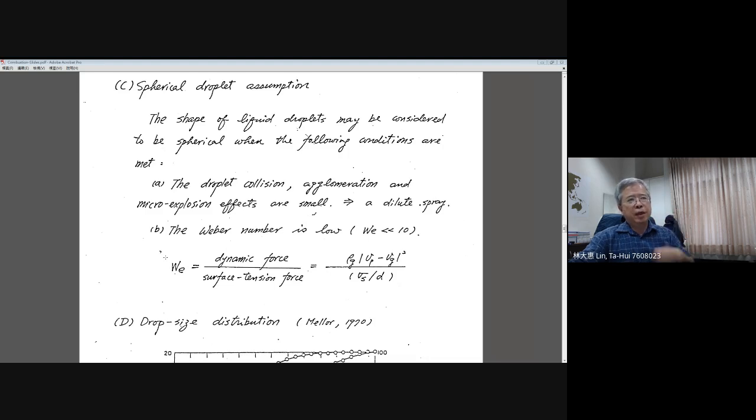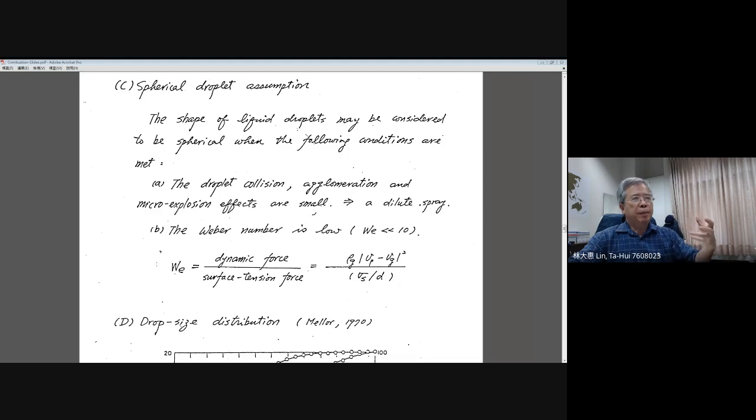Both criteria A and B are basically easy to find and to justify in usual, general spray burning conditions. Then you can have confidence to think the droplets will be spherical in our spray burning field. Now you understand you can treat the droplet as spherical.